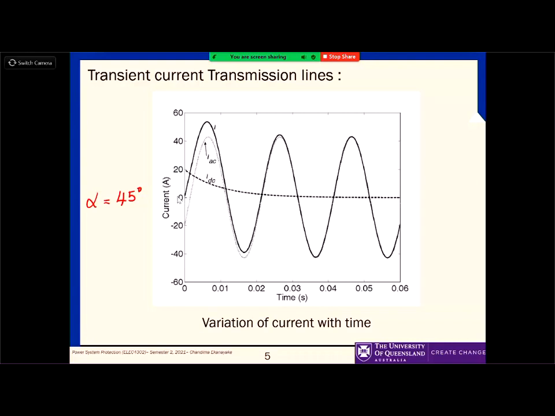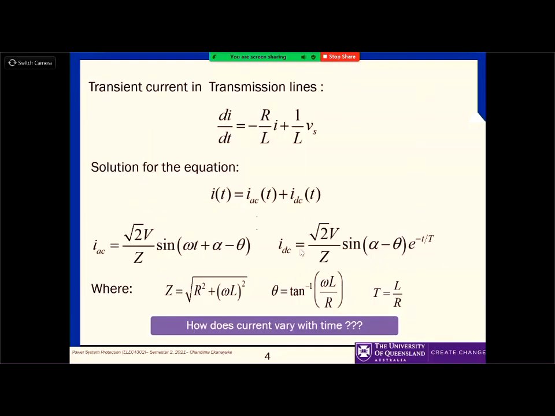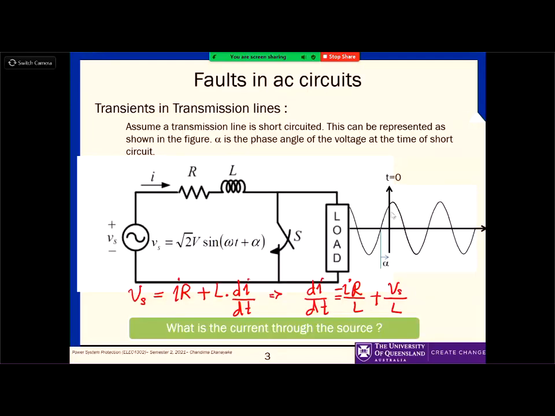Initially, if I go back to the equations, that current also depends on this angle alpha. Alpha is the angle at the time where you close this switch. You don't know where you closed it, right? Can you find the peak point or zero crossing point? You can close the switch at any point on this waveform. So suddenly the short circuit happens, but it could happen at any point on this waveform. Therefore, we put angle alpha here, just to define it.